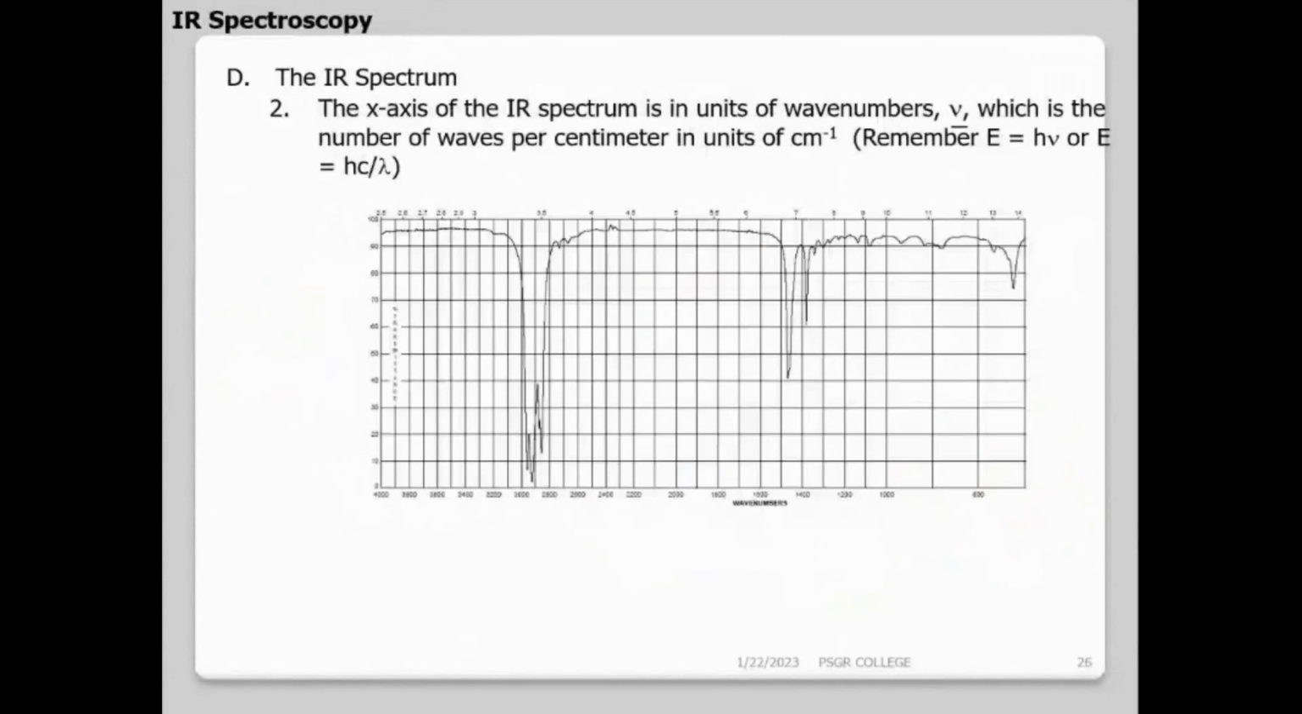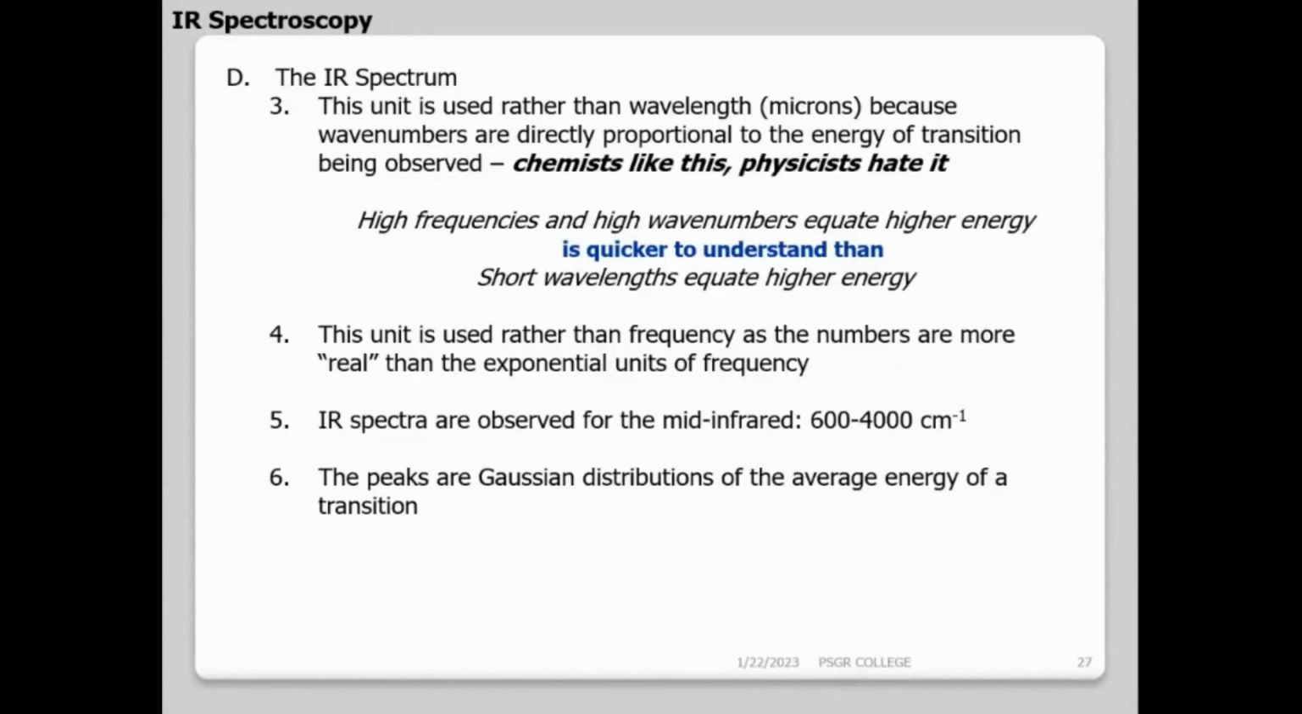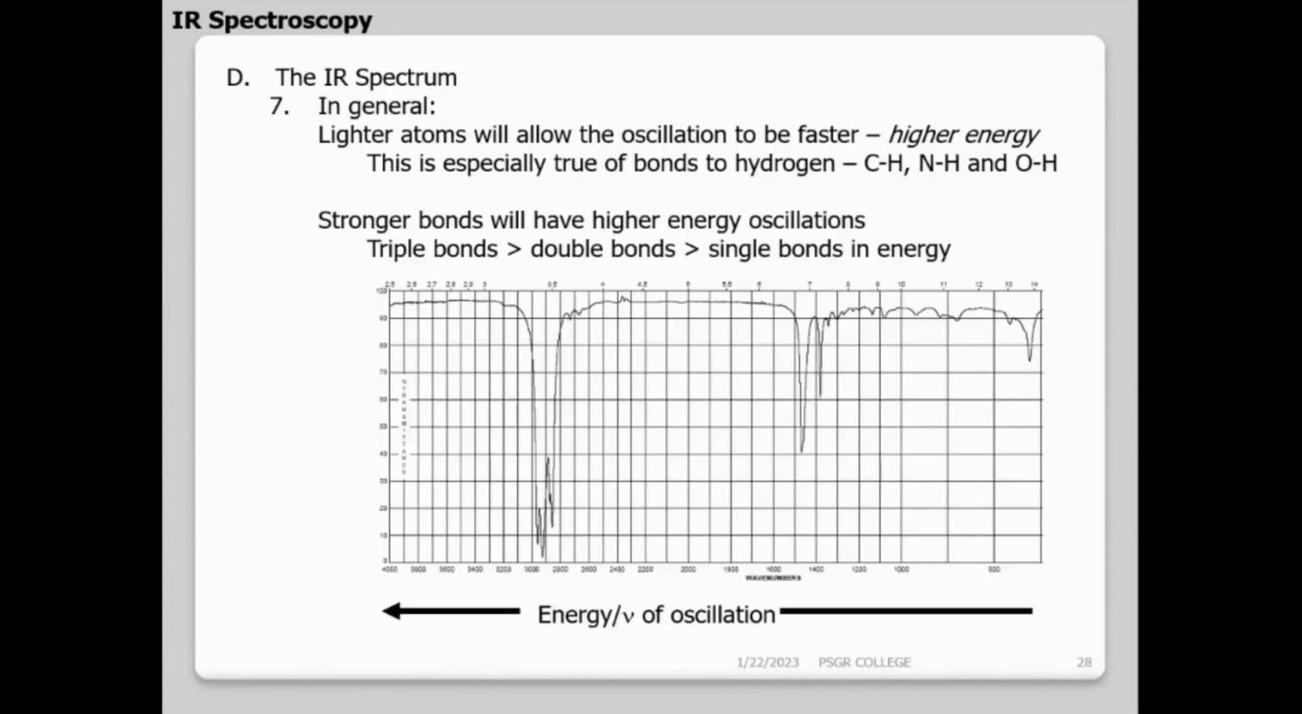Very good. Awesome. Now, as I told you, we will give the values in wave number, nu bar. Why use nu bar? Chemists like this, physicists hate it. Generally, the numbers are more real than the exponential units of frequency. That is the only reason. There is no big complicated reason. I want simplicity, values that are easy to remember, so I take it as nu bar.